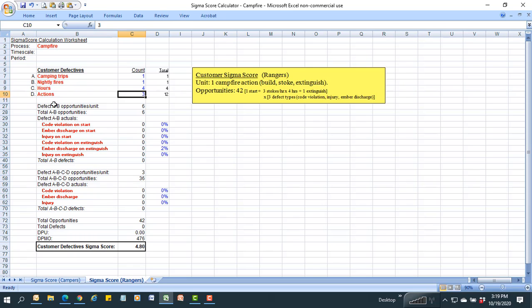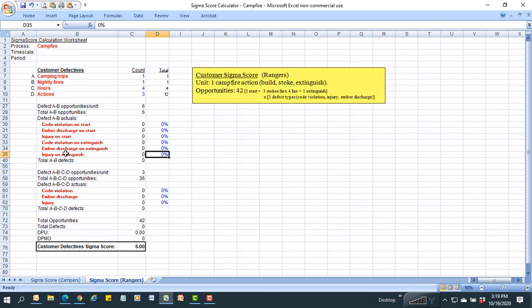So in terms of their defects, there are some defects that only occur at the AB level, so on the given fire. So things that only happen once per fire would be AB violations. Something that goes wrong on the start of the fire or the extinguishing of the fire doesn't happen every hour of the fire, so you've got to track them separately. So I could have a code violation, ember discharge, or an injury on the start of the fire, and a code violation, ember discharge, or an injury on the end of the fire.